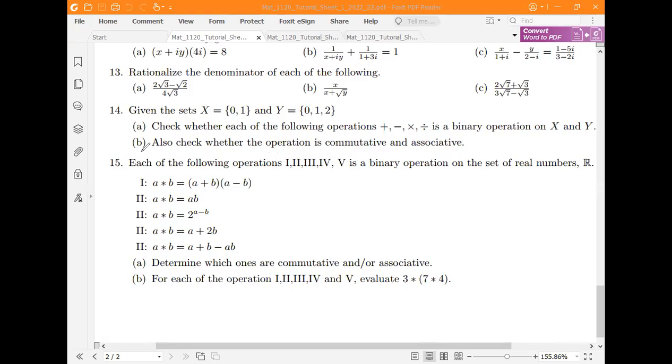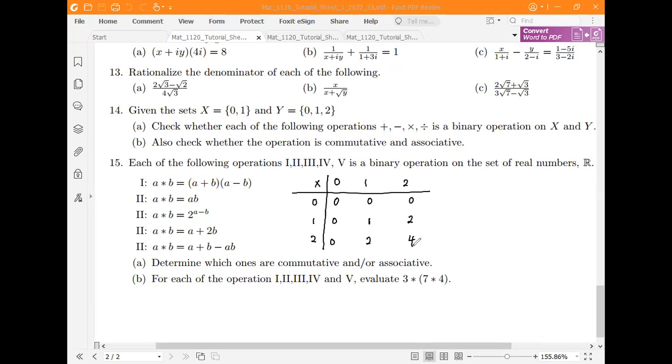So let's do in y. So in y, multiplication, you have 0, 1, 2, and 0, 1, 2, like this. So we multiply, we have 0, 0, 0, 0, 0. And 1 times 1, 1. 1 times 2, 2. 2 times 1, 2. 2 times 2, 4.